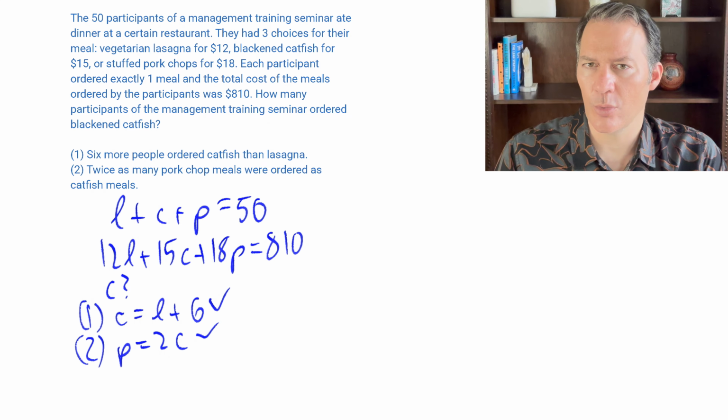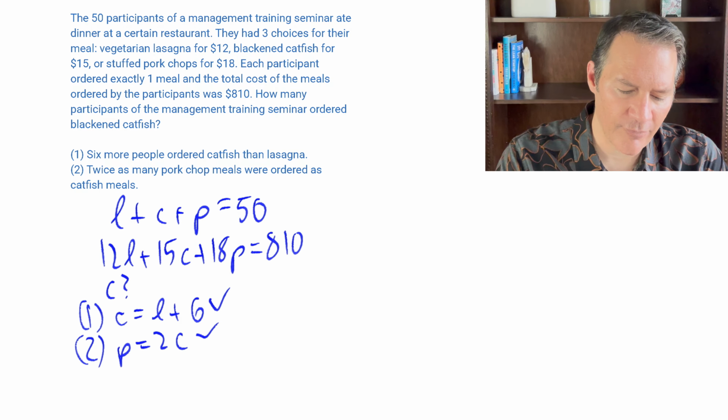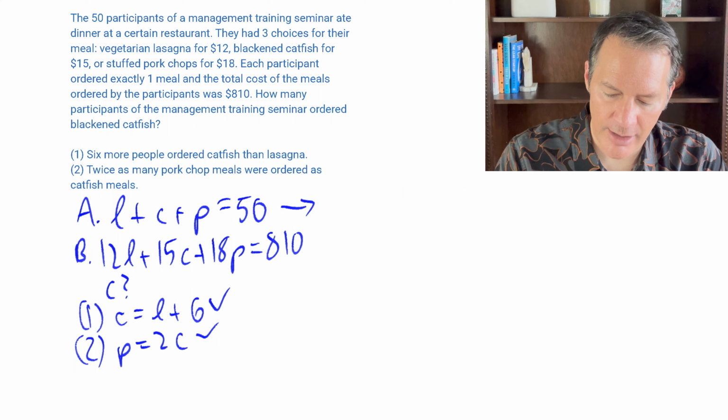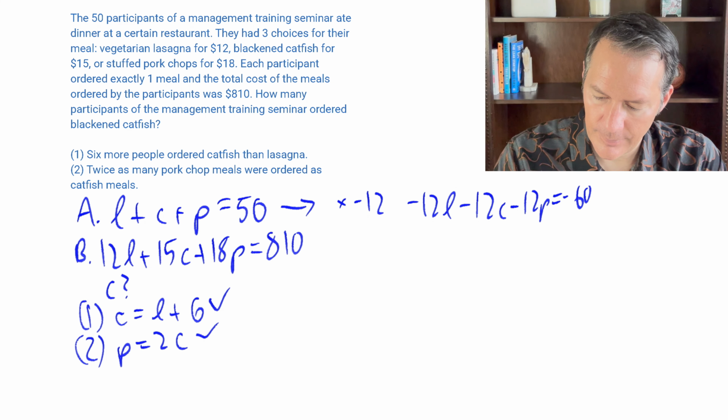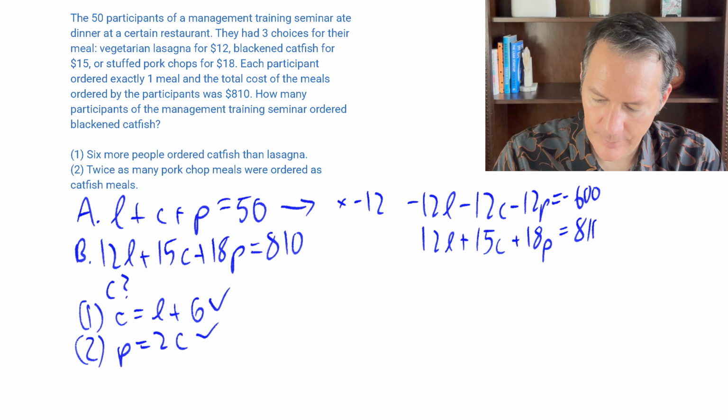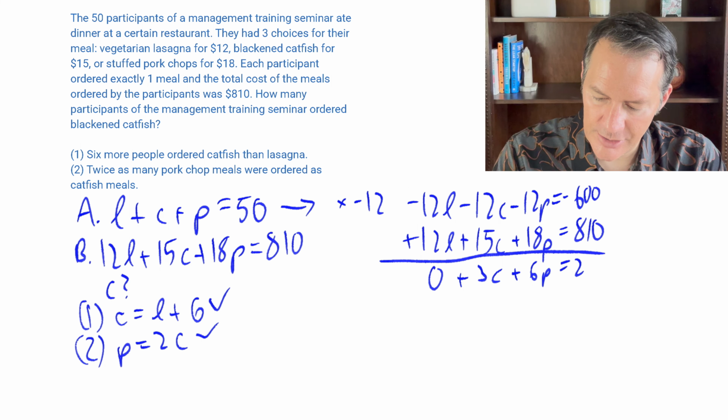Now, let's show why this actually works, right? So I'll first go ahead and name these equations A and B. Let's multiply that top equation, that equation A, by negative 12. So we have negative 12L minus 12C minus 12P equals negative 600. And then I'll just repeat equation B. So we have 12L plus 15C plus 18P equals 810. And if we add all those up, right, we have 0 here plus 3C plus 6P equals 210.